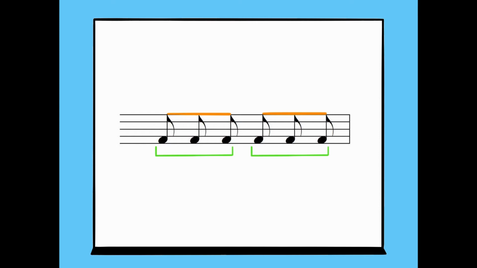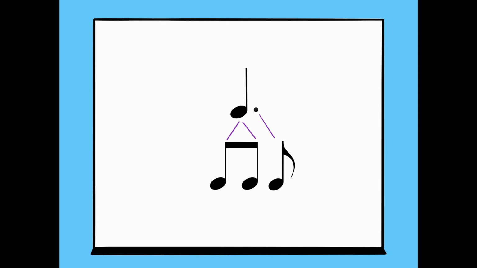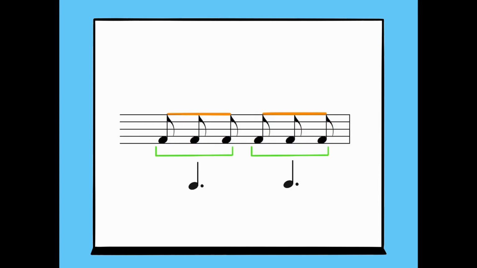So what sort of note would we feel as the beat now? Remember our work with dots a little while ago. We are looking for a note that is equal to 3 eighth notes. 2 eighth notes is a quarter note, and the third eighth note is half of a quarter note, so we can use a dotted quarter note to represent our beat in compound meter. In this case, there would be 2 beats per measure.